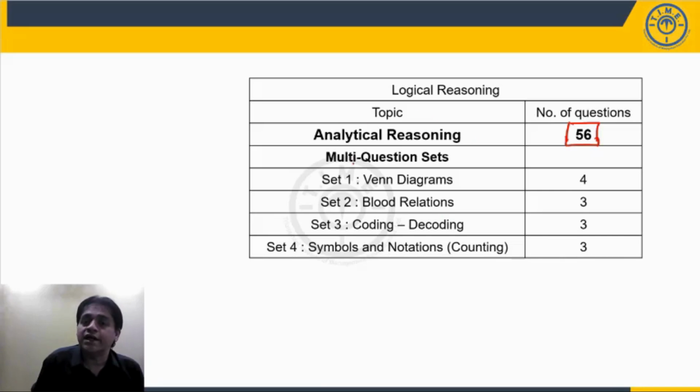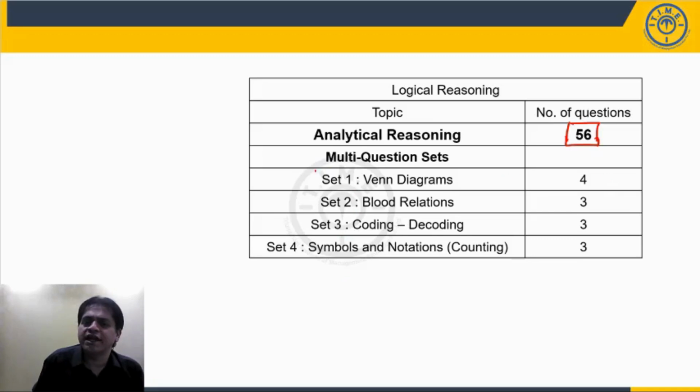So now, analytical reasoning question types. Again, there were multi-question sets and single questions. The multi-question sets I have displayed on this slide, and single questions I will display on the next slide. So there were 4 multi-question sets, 1 set based on Venn diagrams.